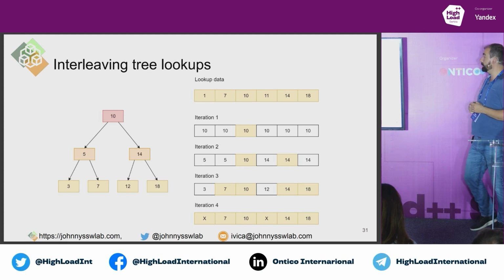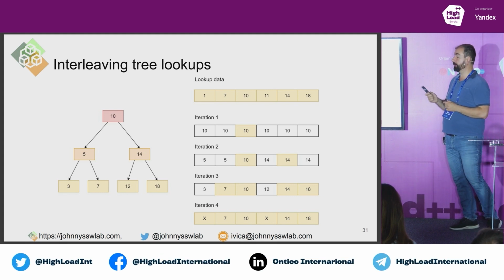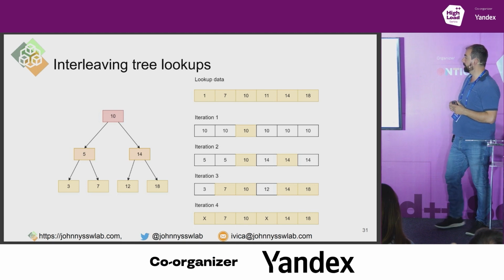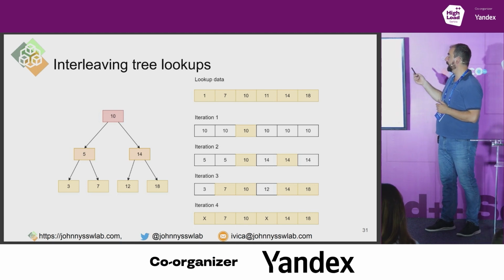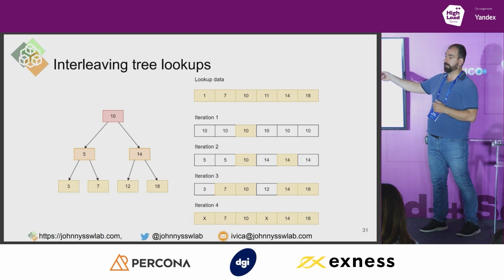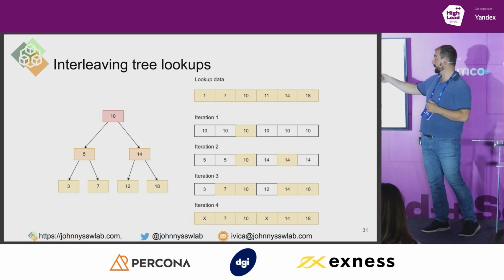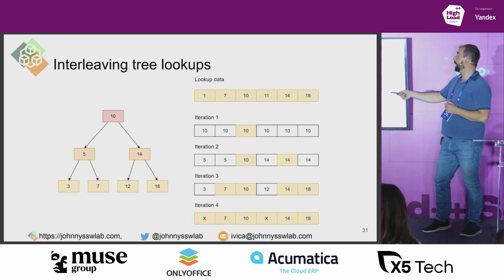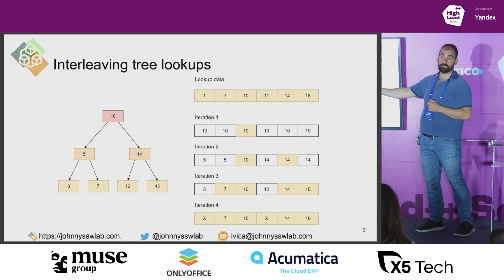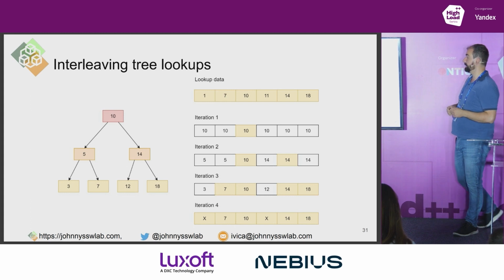Now, what would a typical lookup look like? Let's say we're looking up 11. You go to 10; 11 is bigger than 10, so you go right. You go to 14; 11 is smaller than 14, so go left. You go to 12; 12 is bigger than 11, you go left, it's a null pointer, so this value is not available.